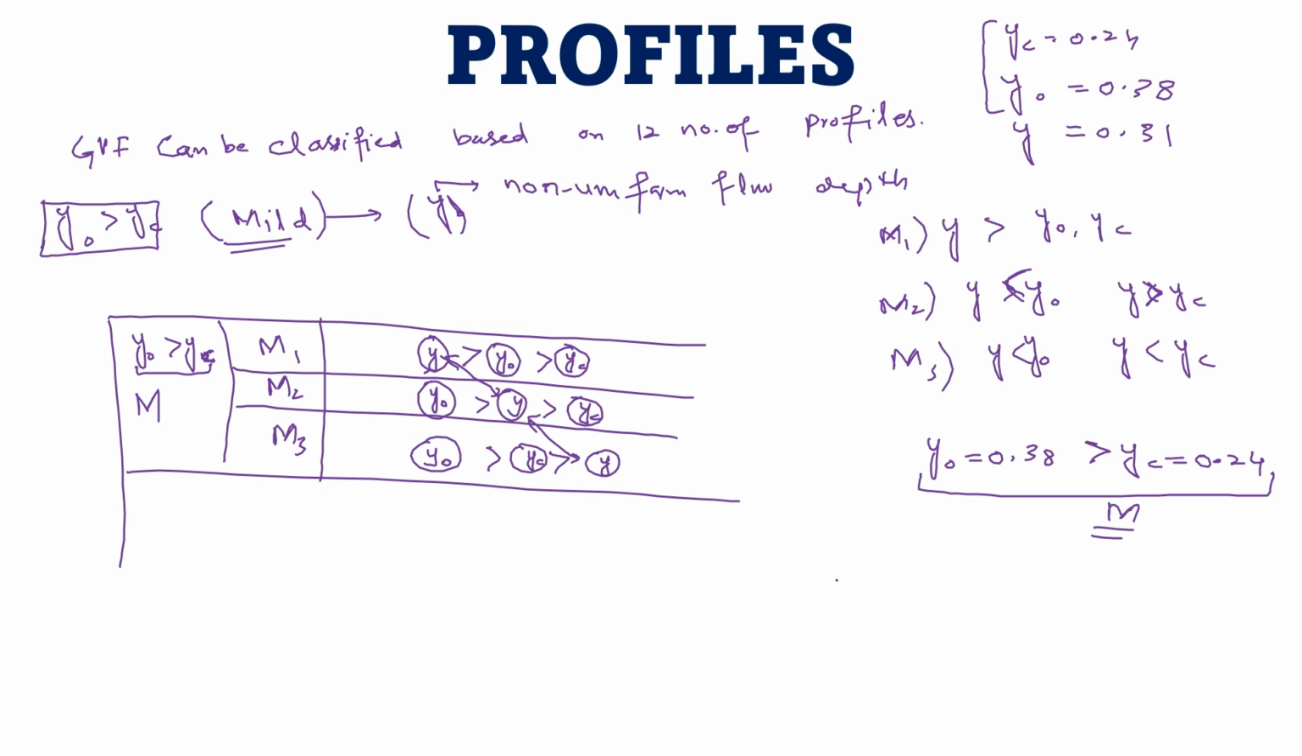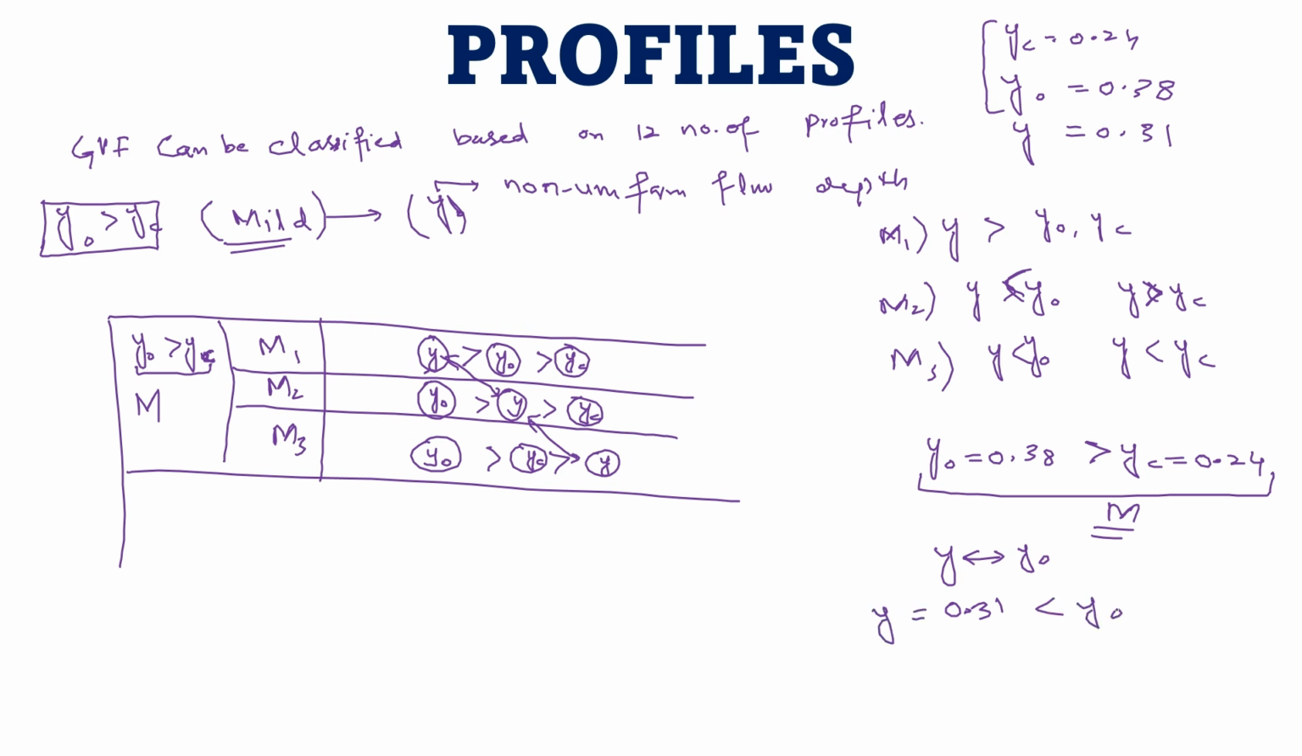So what is the possibility? Will it be M1, M2, or M3? In which type of flow profile does it exist? For this, we will compare the value of Y naught and YC with Y, or you can simply compare Y and Y naught. So what is the value of Y? Y is equal to 0.31.